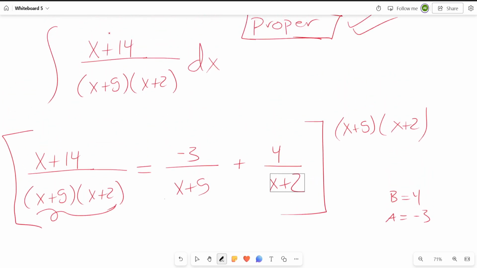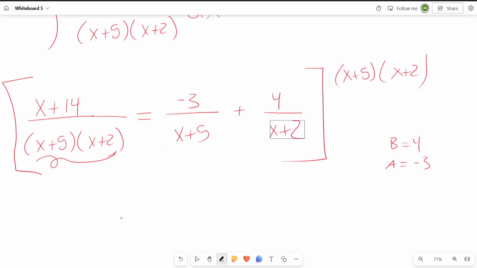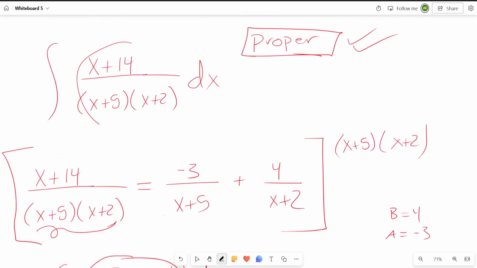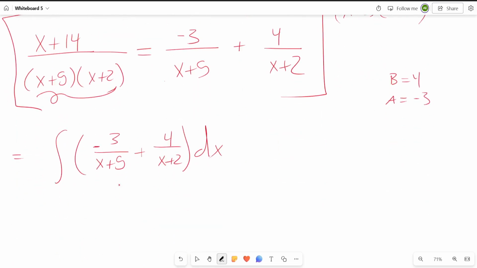So now, rather than integrating this, I can now say that this is equal to the integration of negative 3 over x plus 5 plus 4 over x plus 2 with respect to dx. Why? Because this is exactly the same as this, correct? So I can say that. And why does this help me? Because now the integration becomes so much easier.